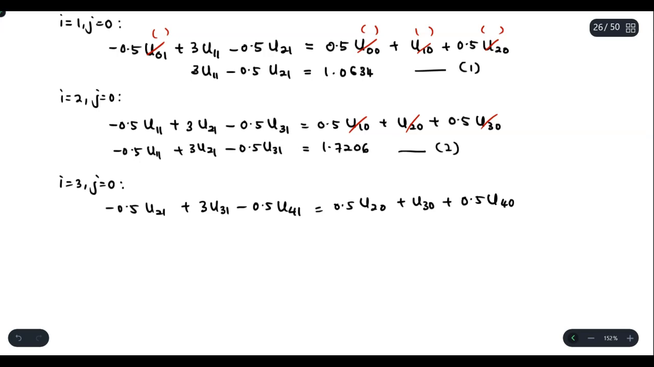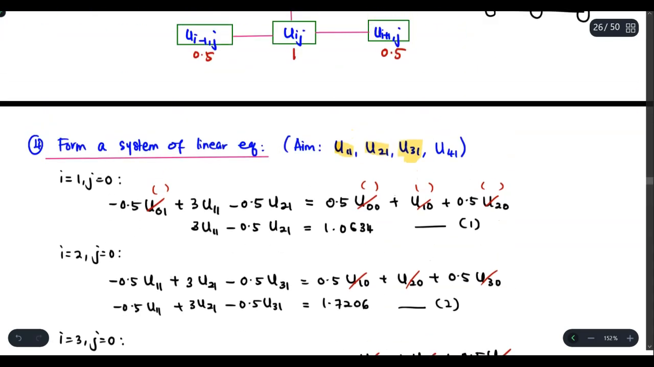So what do we know? U20 is known, U30 as well as U40. So simplify the right hand side value, we should end up with negative 0.5 U21 plus 3 U31 minus 0.5 U41 equals 1.7206 as well, the same as in equation 2. So put this one as equation 3.